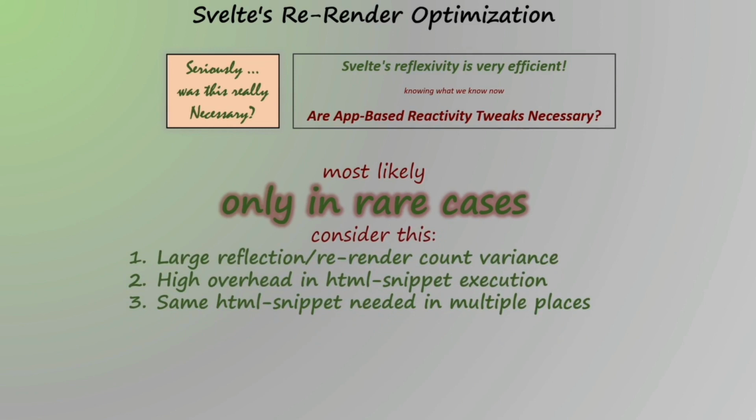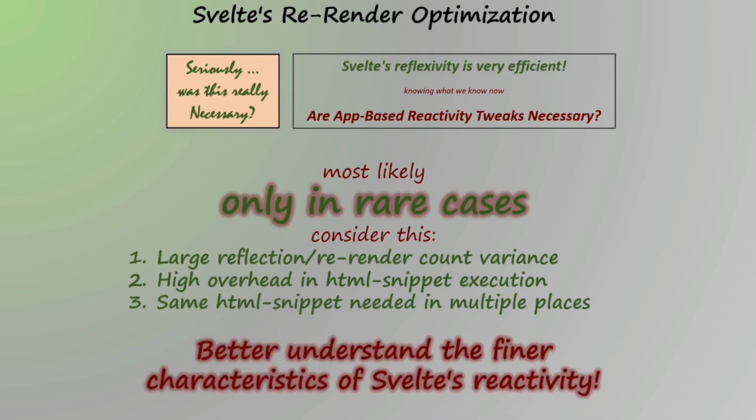Consider this. What if the discrepancy count between reflection and re-render were large, where we were needlessly re-executing an HTML snippet many times with the same output? Or what if the overhead of executing this HTML snippet were extremely high? And what if the same HTML snippet were needed in multiple places in our HTML? Well, the bottom line is we have a better understanding of the finer characteristics of Svelte's reactivity. So knowing these details can give you an advantage when you hit those edge cases.